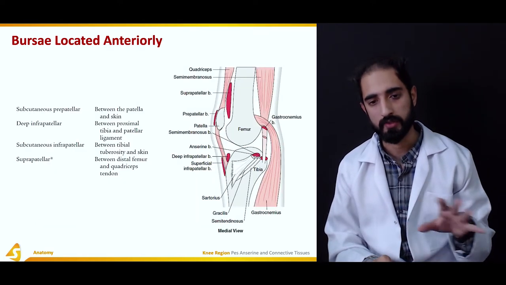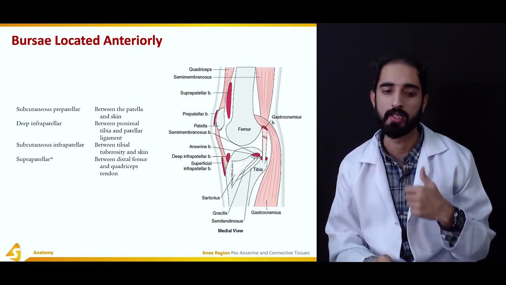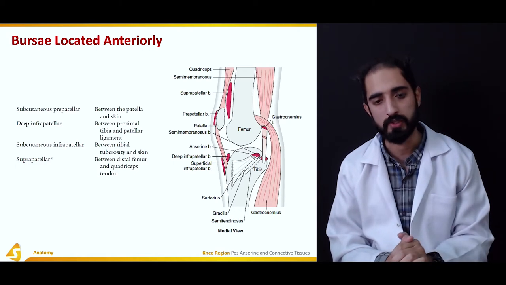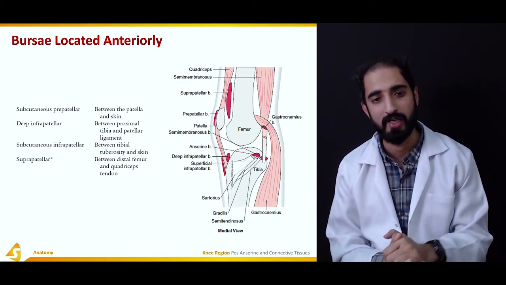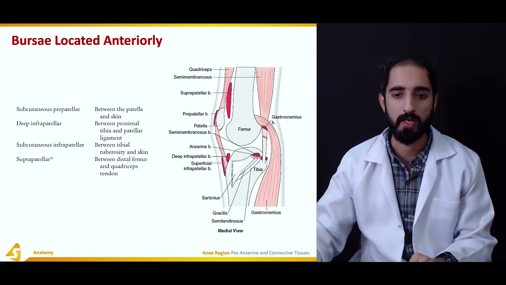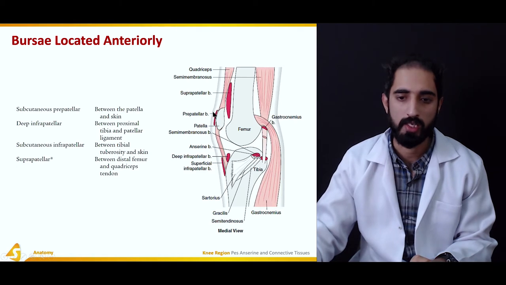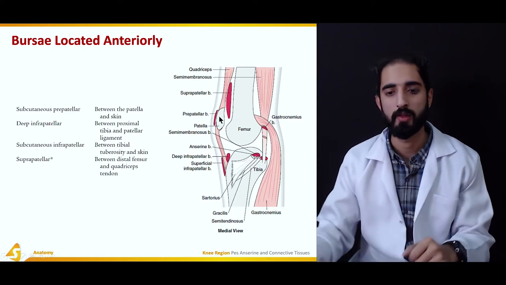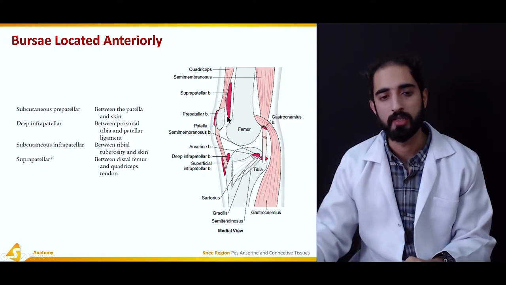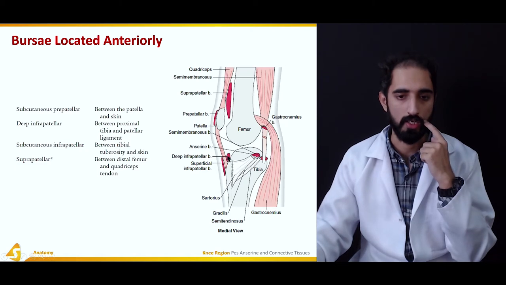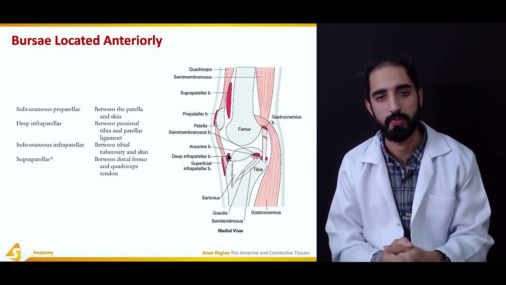As we discussed Pes Anserine Bursitis, at that time I said that there are about 13 different bursae located around the knee, so let's review them as well. So we have the subcutaneous prepatellar bursa. Subcutaneous, as the name suggests, is just beneath the skin, and prepatellar, just above the patella. And the second is the deep infrapatellar bursa. So it is going to be deep and below the patella. The deep infrapatellar bursa is located here, between the proximal tibia and patellar ligament.